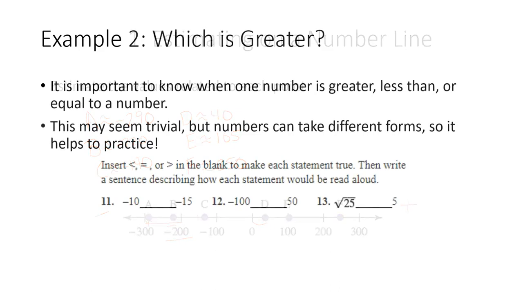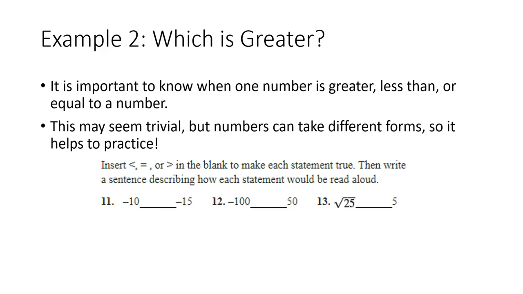In addition to estimating numbers, it's also important to know whether one number is greater than, less than, or equal to a particular number. It may seem trivial in some cases, but numbers can take different forms. They can be positive or negative. They can appear as square roots. And so we need to know how to work with those.